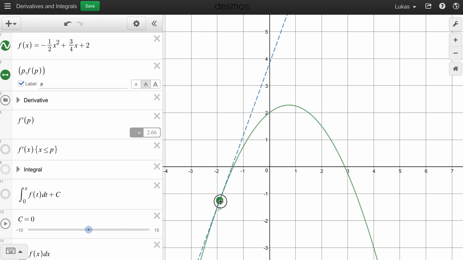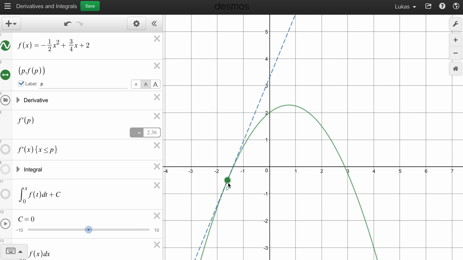So that blue dotted line represents the derivative. As we increase p, the slope of our derivative is going down. It's getting less and less steep. And then when we get to this point here, the slope is going to be horizontal, and then the derivative starts to go negative and gets more and more negative as we go.